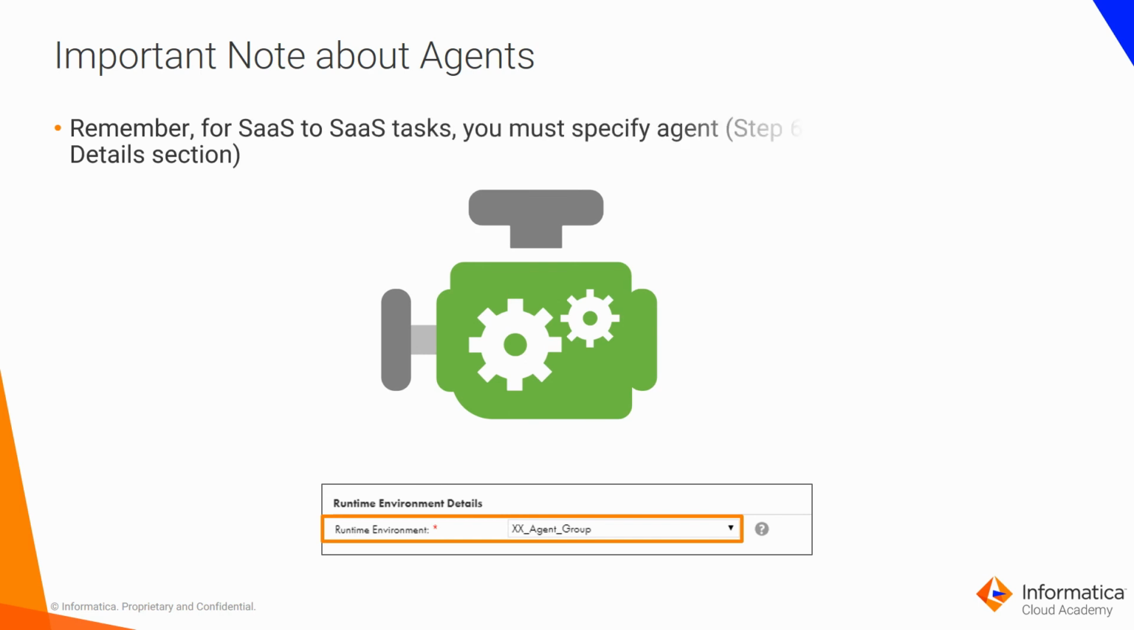Remember that it's the agent that is actually running the task. So when you have a SaaS source and a SaaS target, in this case, when you're masking Salesforce data, you will need to specify which agent you want to run the task. This is done in step 6 of the wizard.